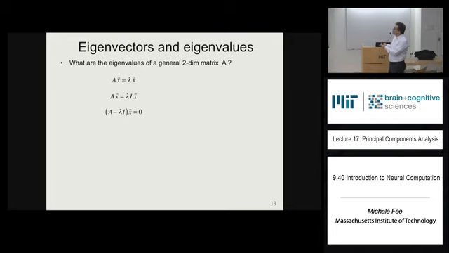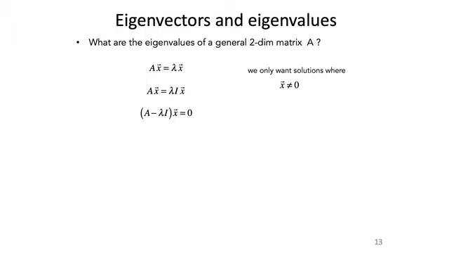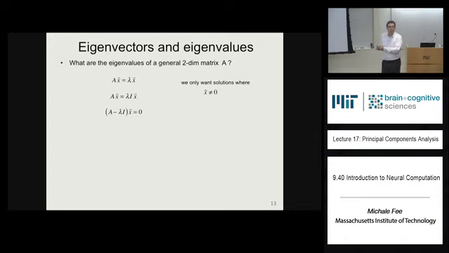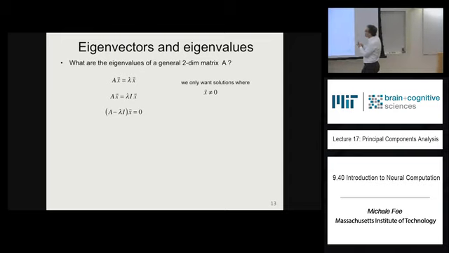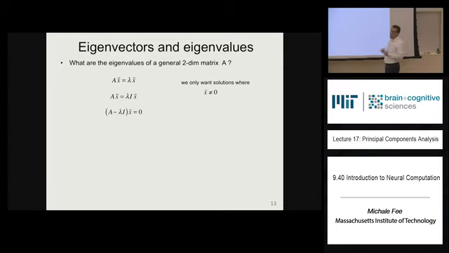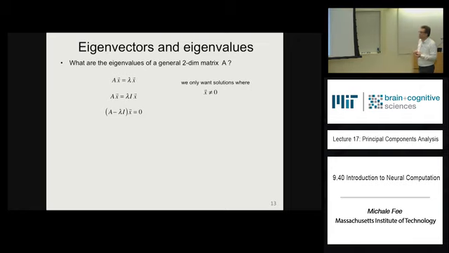Now we're going to solve for lambdas that satisfy this equation, and we only want solutions where x is not equal to 0. So A minus lambda I is just a matrix. How do we know whether this matrix has solutions where x is not equal to 0?